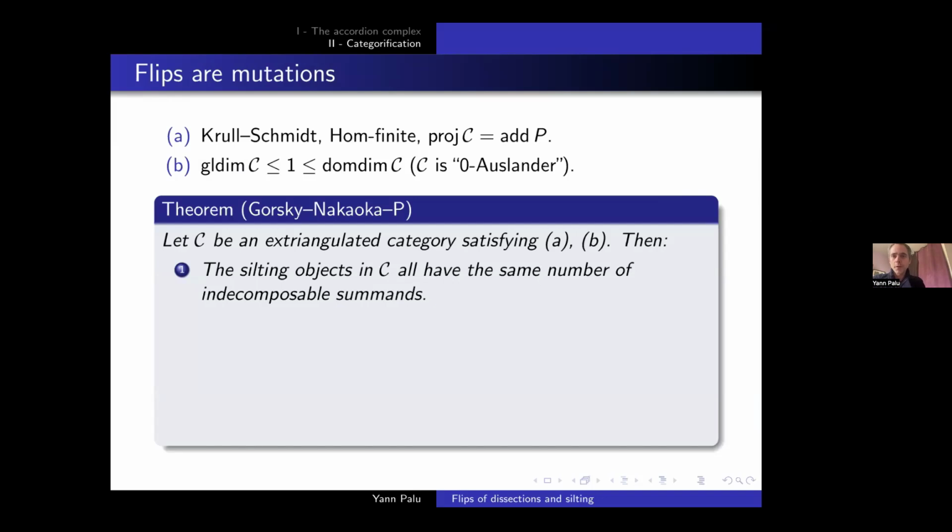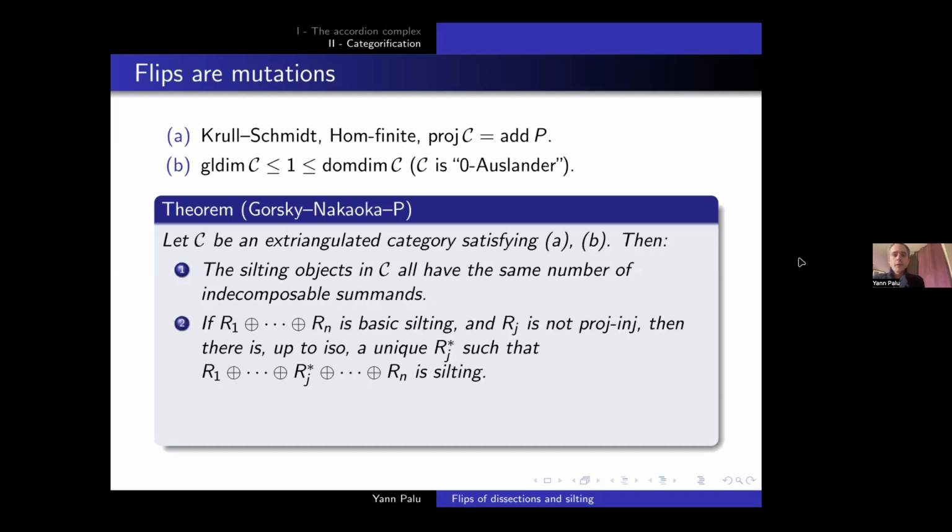Okay, and we proved that in that setting, the basic silting objects all have the same number of indecomposable summands. So in the category of accordions, this recovers the fact that maximal D-dissections all have the same number of accordions. And we proved that there is a nice theory of mutation for basic silting objects. So they can be mutated at any indecomposable summand which is not projective-injective. In the category of accordions, the indecomposable projective-injectives are the irrelevant accordions that cannot be flipped. And so this is an algebraic version of this fact here.